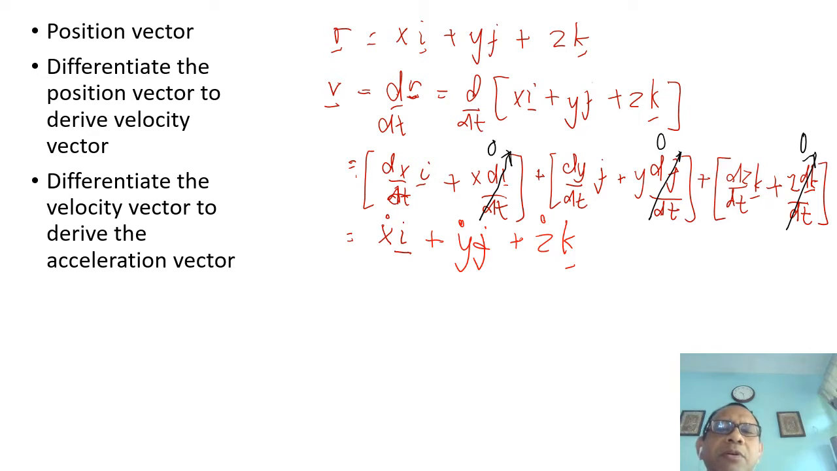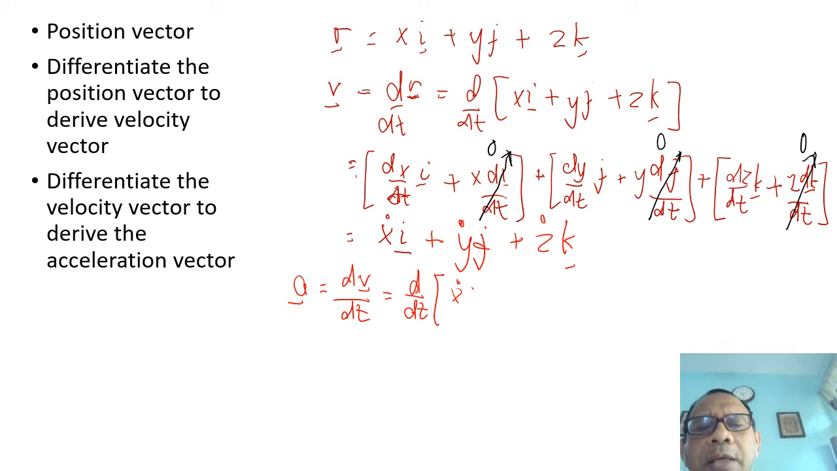Similarly, we will differentiate the velocity vector to get the acceleration vector a. This is a equals dv over dt. We can now differentiate that in terms, so d over dt, we substitute the velocity vector with x dot i plus y dot j plus z dot k.